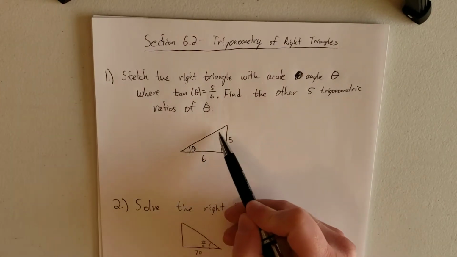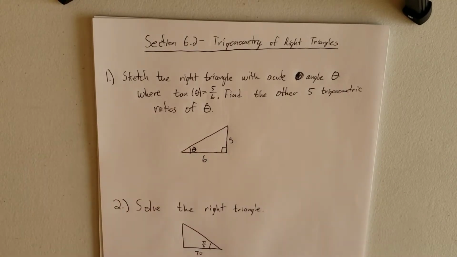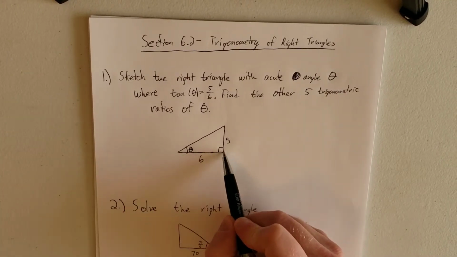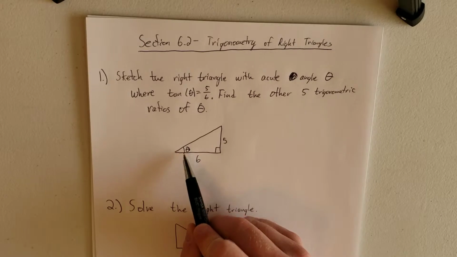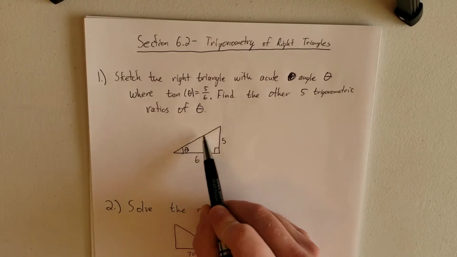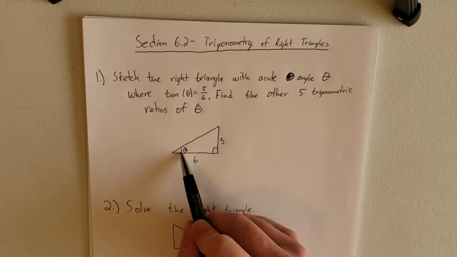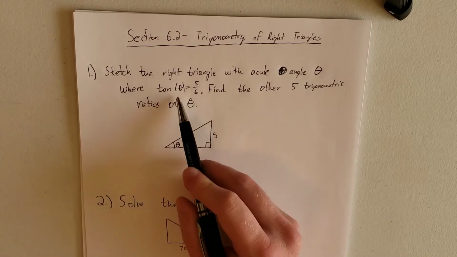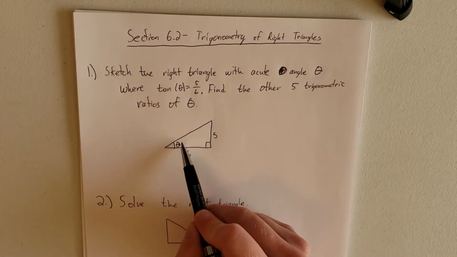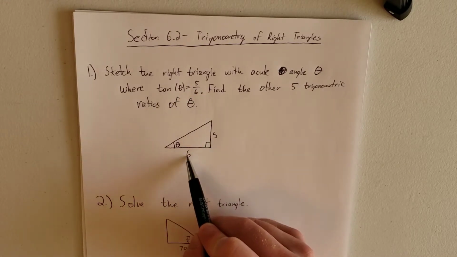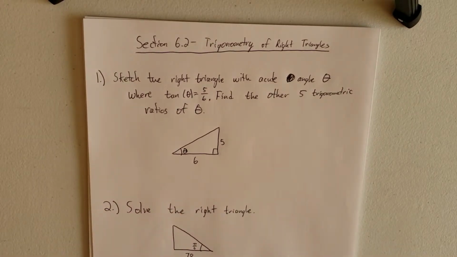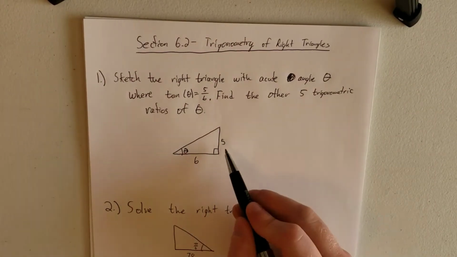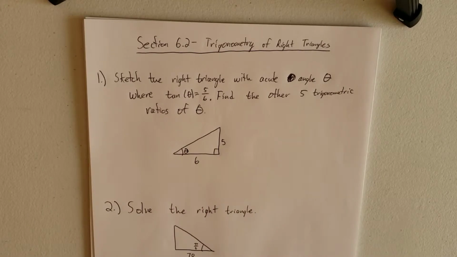So I've gone ahead and sketched the triangle here. It is a right triangle with an acute angle theta, and so I've drawn that in, and if I mark theta over here and tangent of theta is 5 over 6, that says the opposite side is 5 and the adjacent side is 6. So I've gone ahead and drawn those in.